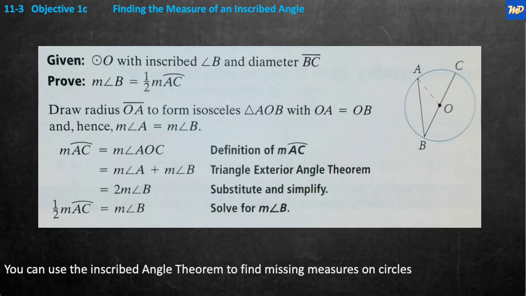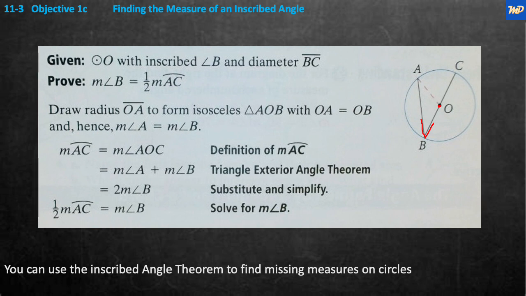Objective 1C, the third slide now, finding the measure of an inscribed angle. It says, given circle O with inscribed angle B and a diameter BC. So here we have the center O right here, and here's the inscribed angle B. The diameter BC, that one leg of the angle, is this chord, this is a diameter.